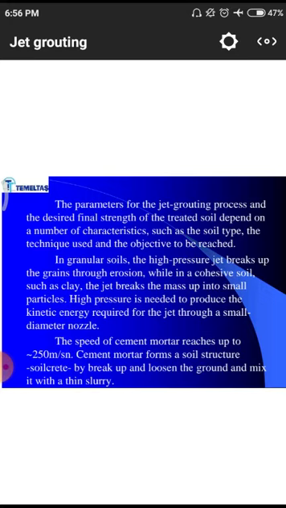High pressure is needed to produce the kinetic energy required to jet through the small diameter nozzle. After that, the speed of the cement mortar reaches up to 250 meters per second. The cement mortar forms a soil structure like soilcrete by breaking up the loosened ground soil and mixing it with a thin slurry. That means we are simply applying some quantity of pressure.